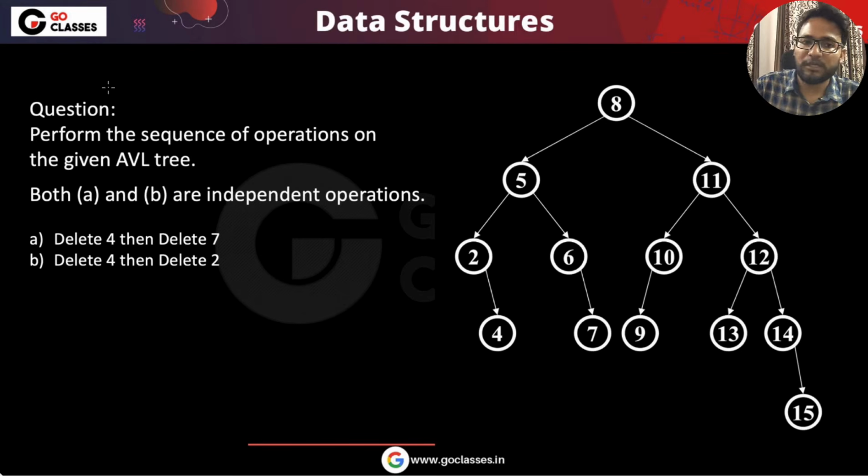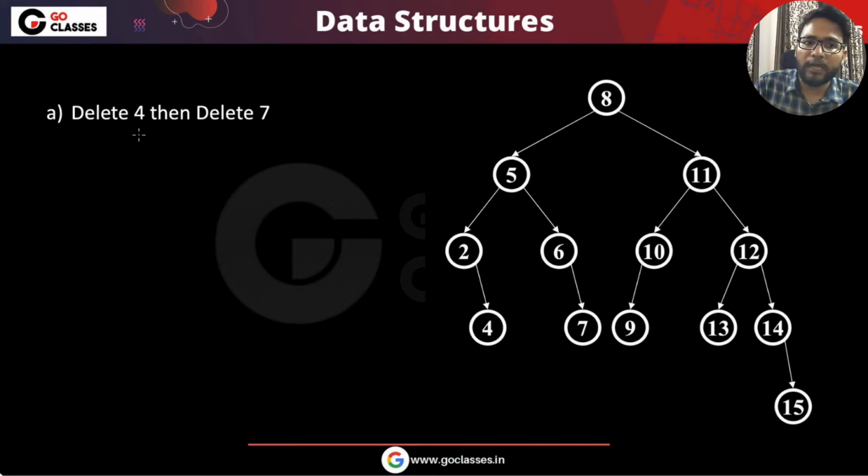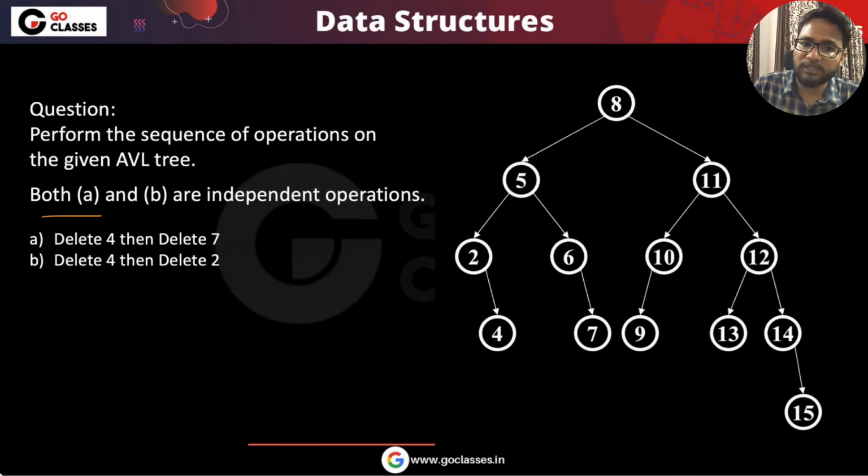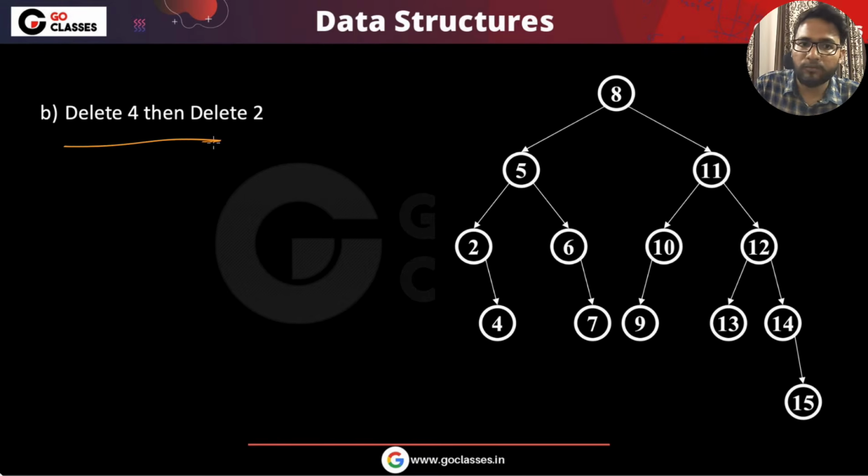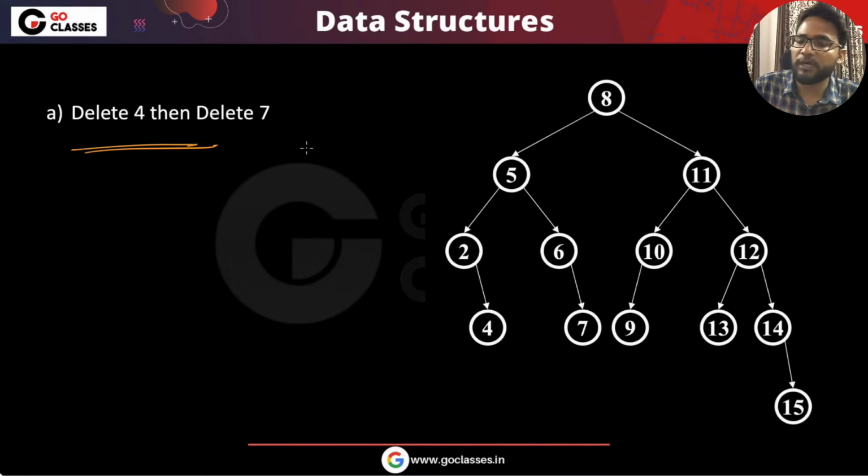Now let's solve this question. This question is saying perform the sequence of operations on the given AVL tree. Both A and B are independent operations. They are saying delete 4 and delete 7 on this given AVL tree, which I have listed in a separate slide. In another example they are saying delete 4 and then delete 2. So B is the example where they are saying delete 4 and delete 2. Let's do the first example, which means delete 4 and delete 7.